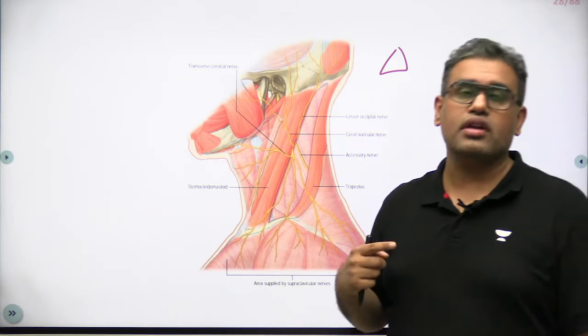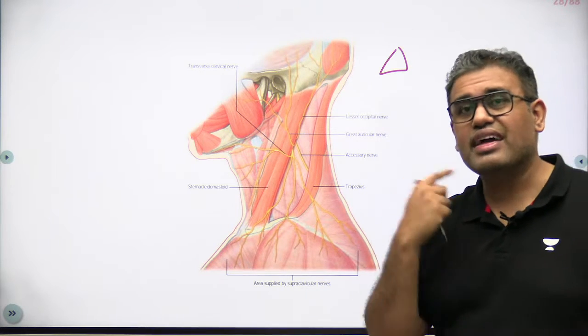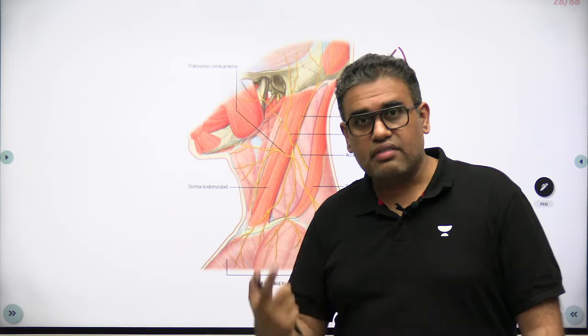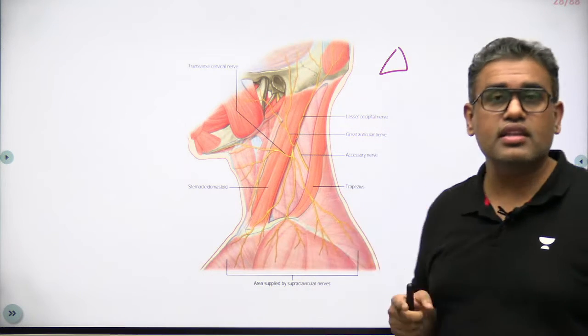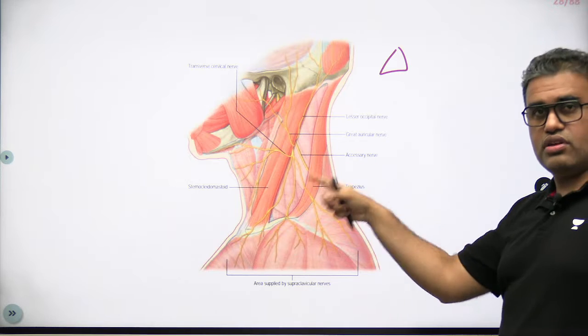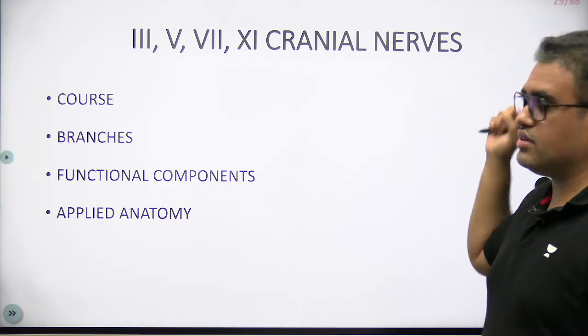I'm not saying it is not important. It is very, very important. The applied importance of the suboccipital triangle is not that much, but even then it has some applied importance. So invest your 10 minutes on this triangle also, apart from the others, after going through them. Right. Next, you see over here a topic, the important cranial nerves.